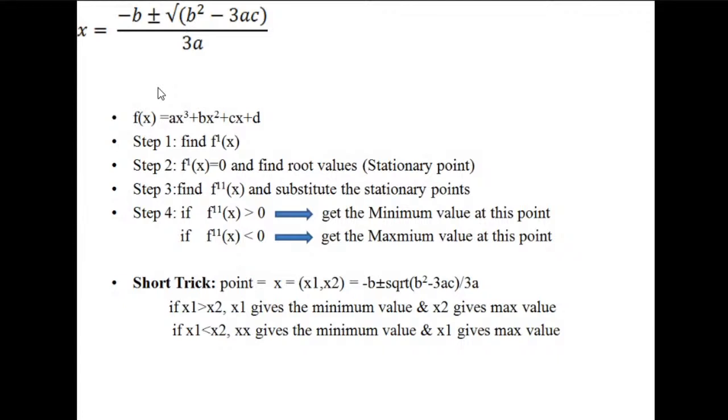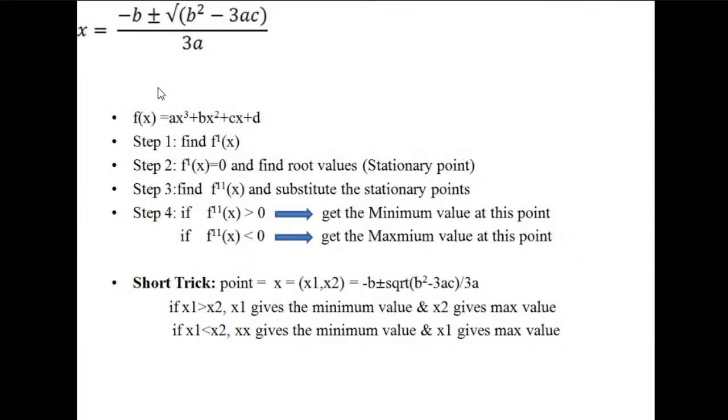We find the f dash of x, and after that we equate this equation to 0 and find the root values. This is also easy for you. Which one is easiest for you? You can decide. You can use this equation or use this. The roots are x1 and x2. After finding the root values, we have to check x1 and x2.